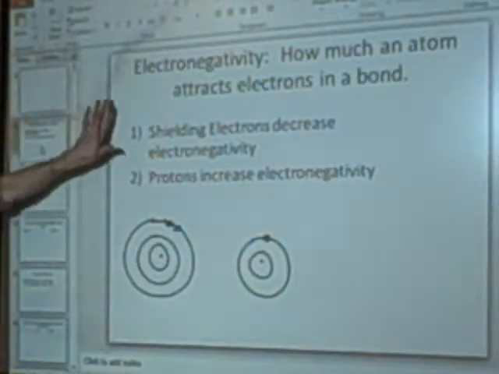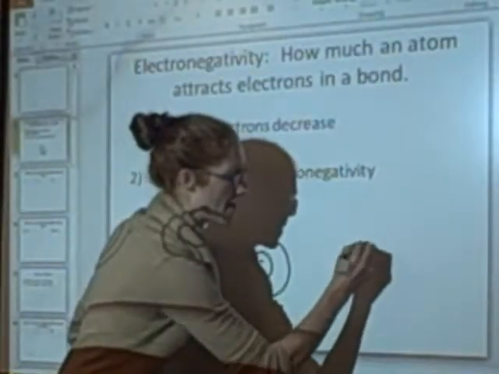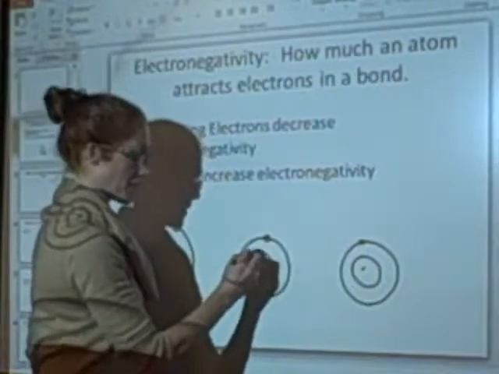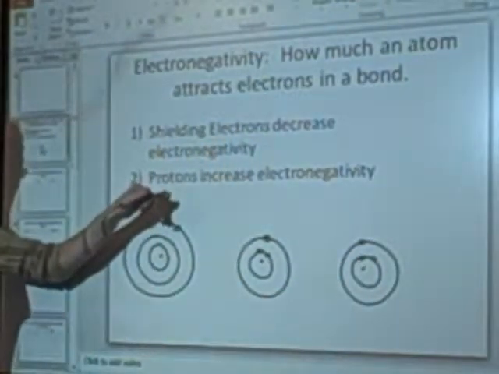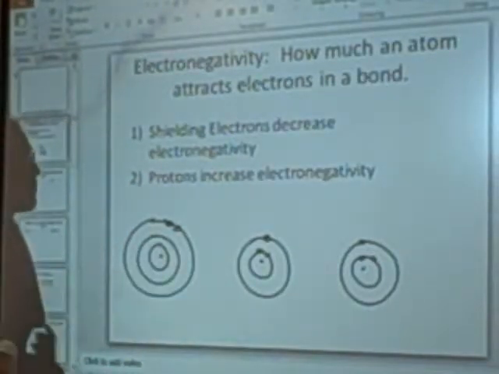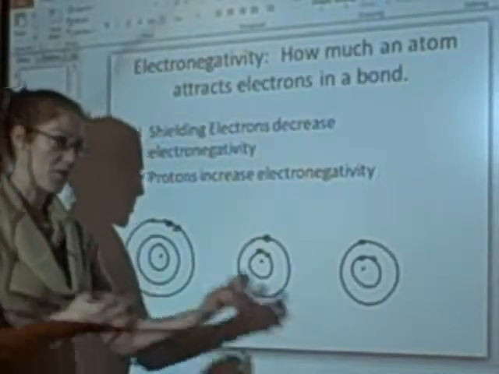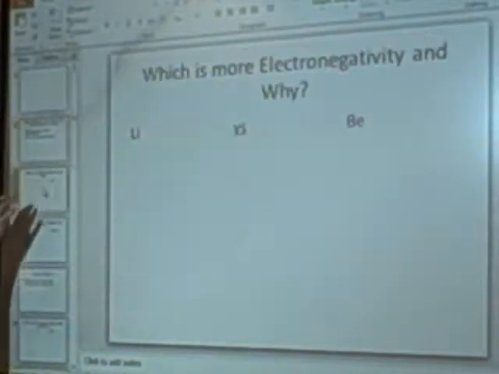Okay. If there's no difference in shielding, let's say I'm looking at two atoms that both have shells like that, where they both have two shielding electrons. If you have the same number of shielding electrons, then you start looking at protons. Protons are positive, they attract the electrons. So the more protons you have, the more electronegativity you have, because the more you're attracting those electrons. Play that again if you need to.